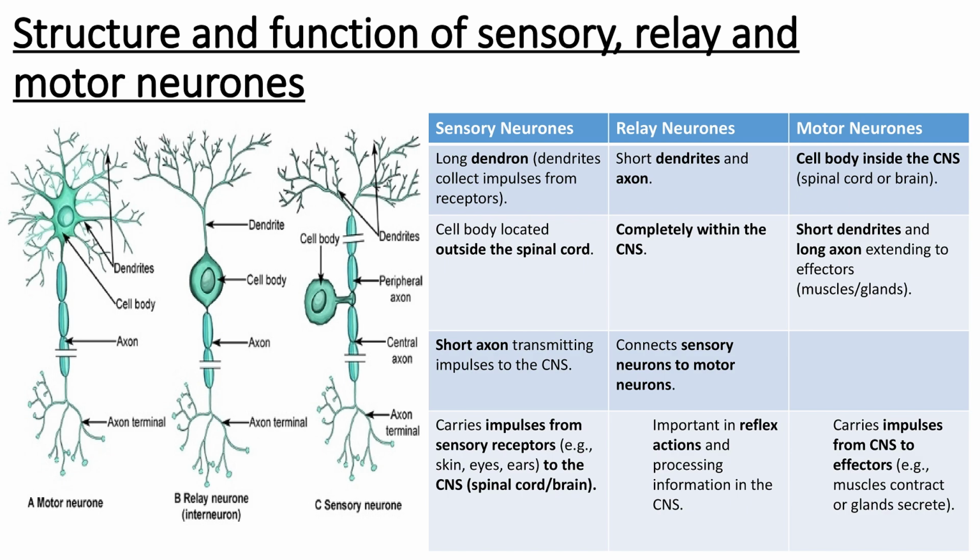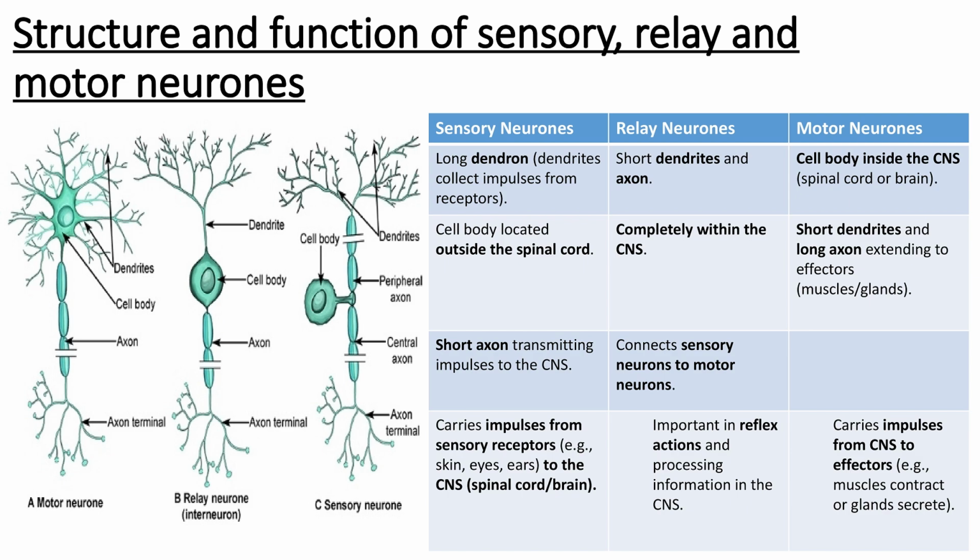Let's learn more about the sensory neurons. Sensory neurons have long dendrites which collect impulses from receptors. Their cell bodies are located outside of the spinal cord. They have short axons transmitting impulses to the CNS. They carry impulses from sensory organs, for example the skin, eyes, and ears, to the spinal cord and the brain.